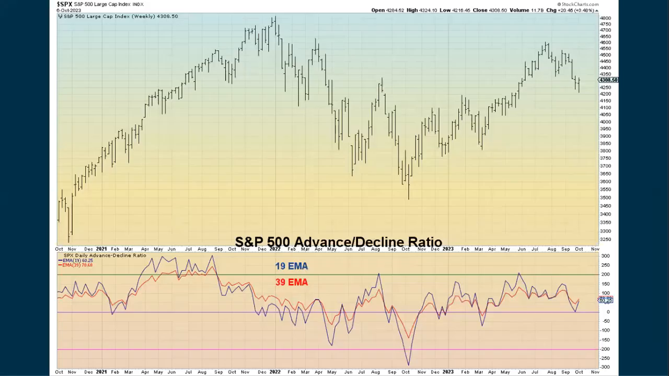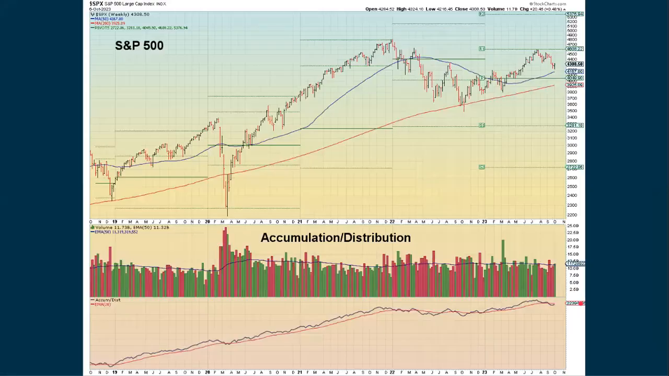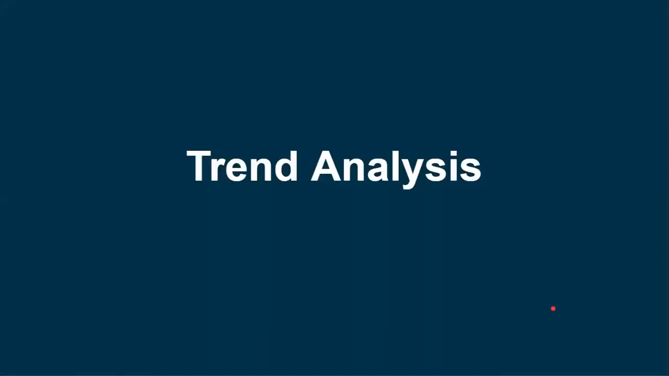Looking at the advanced decline ratio, we're above the zero line and advancing. So that's positive. Accumulation distribution, we're seeing some improvement on the daily chart. This is measuring what the smart money is doing. We're also seeing some improvement here where it's turning back up, but it's still below the moving average. We're still below the moving average on the daily chart too, but it's also starting to turn back up slightly.